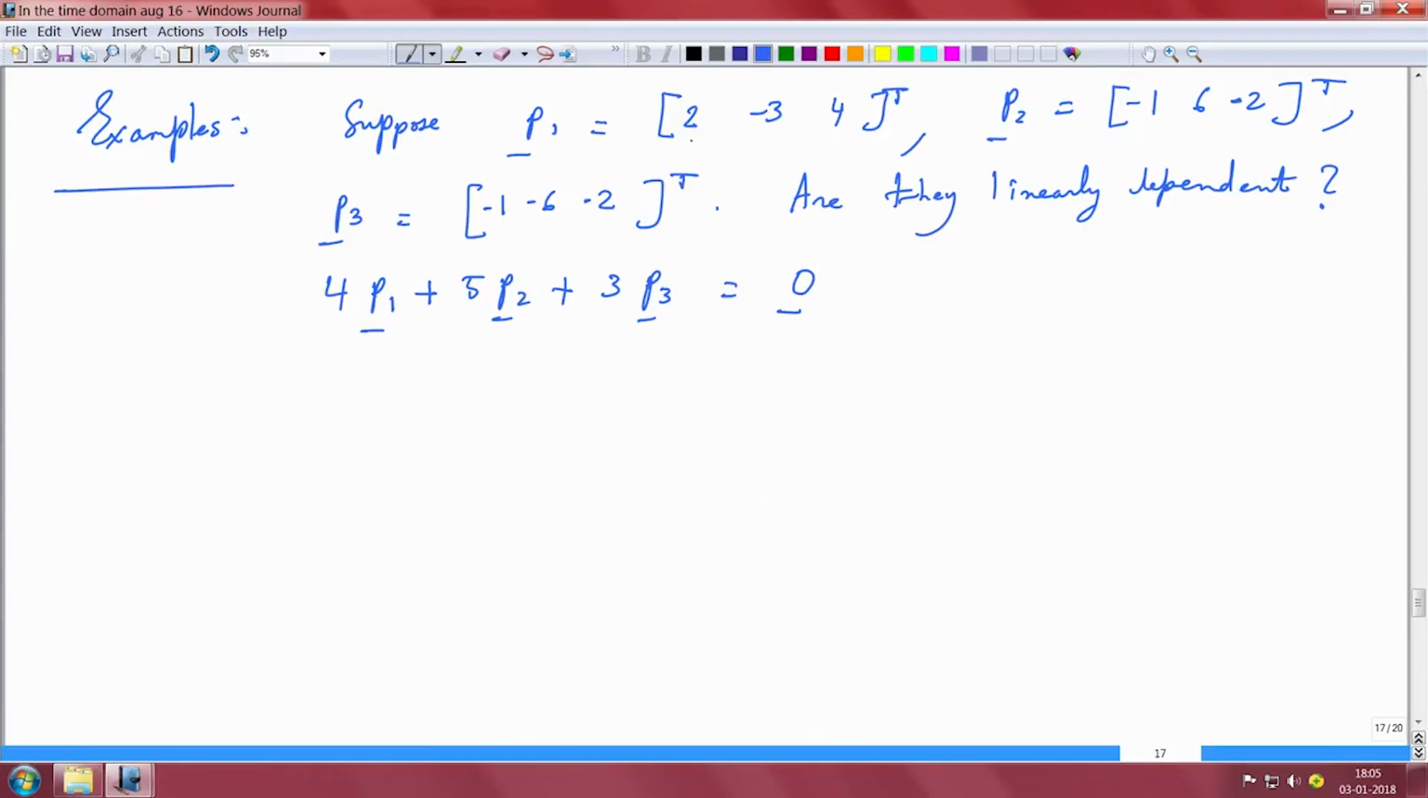This is 4 times 2, which is 8. This is 5 times minus 1, which is minus 5. 8 minus 5 is 3, and 3 minus 3 is 0, and you can verify this for the rest of the coordinates, that if we change p2 and p3 in this form, this satisfies this equation, and they are linearly dependent. So we'll see a few more definitions.